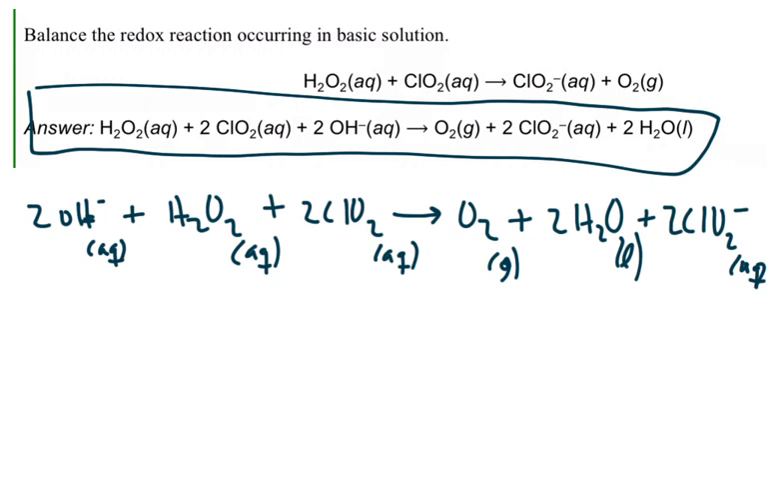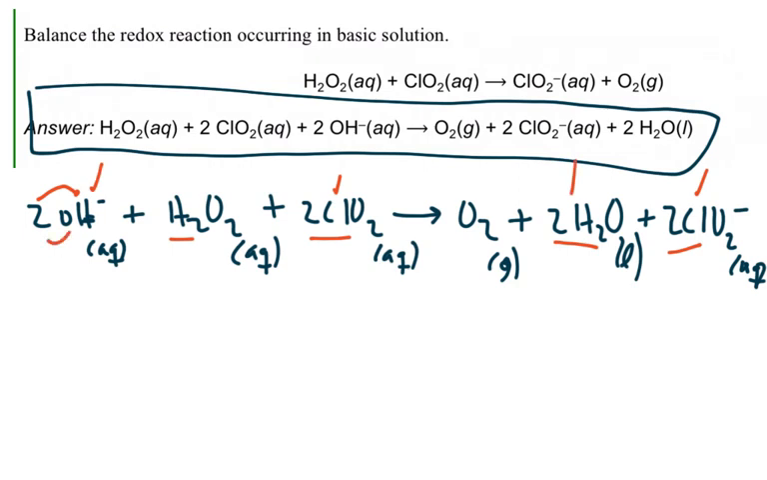Let's take a look at the chlorines. So we'll use a different color here. There's 2 chlorines here, 2 chlorines here. So we got a check. Now let's go ahead and look at the hydrogens. We got 2 here and 2 here. That's 4. And then we got 4 here. So the hydrogens are check.